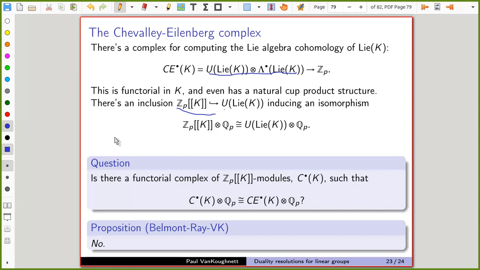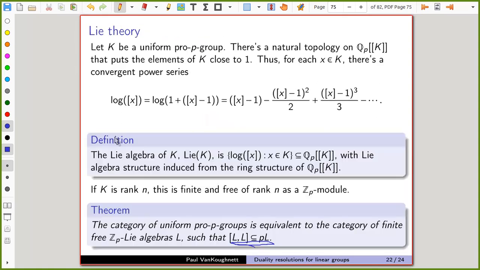The Lie algebra of K is somehow similar to K itself. Yep. Yeah. As a matter of fact, I defined it this way, but this way shows you that it's in bijection with K. Yeah.